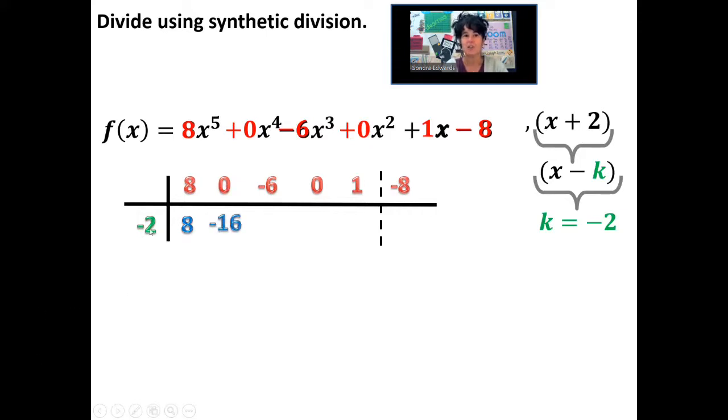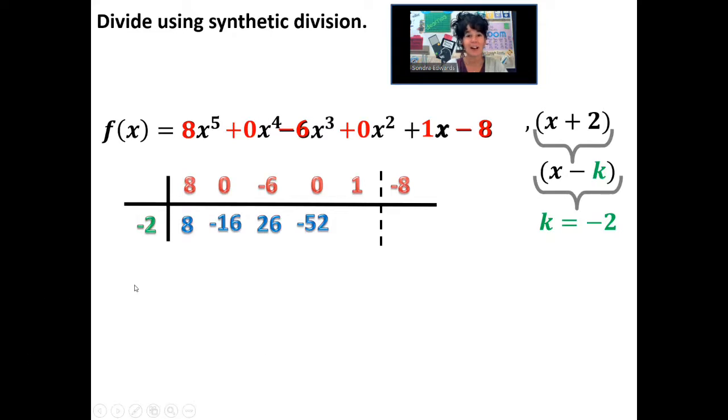We're going to repeat. So multiply across, so negative 2 times negative 16, that is 32. And then add diagonal. So we're going to take the 32 and add it to negative 6, and we get 26. So 26, drop that answer down. Multiply across. Negative 2 times 26 is negative 52. Add diagonal, so add 0, and we have negative 52, so we drop that answer down.